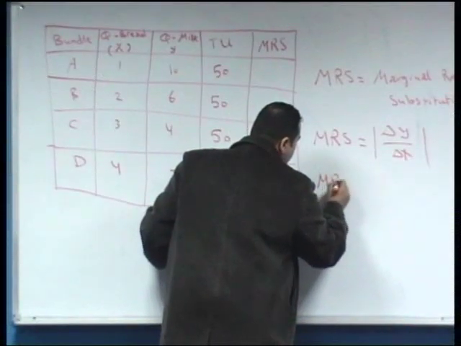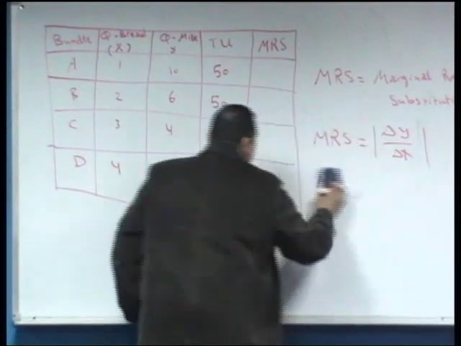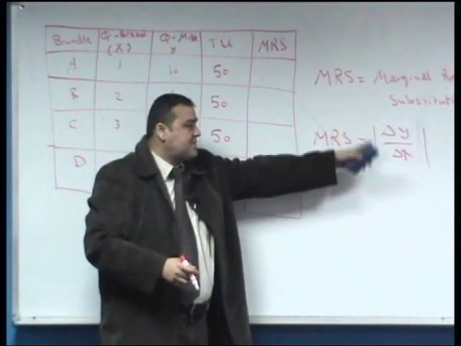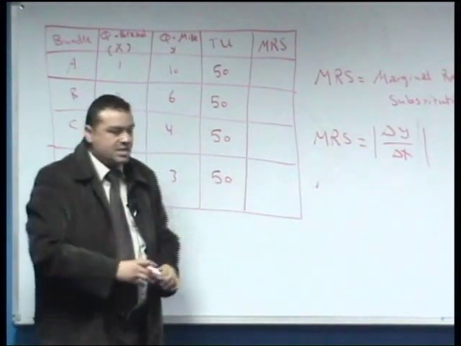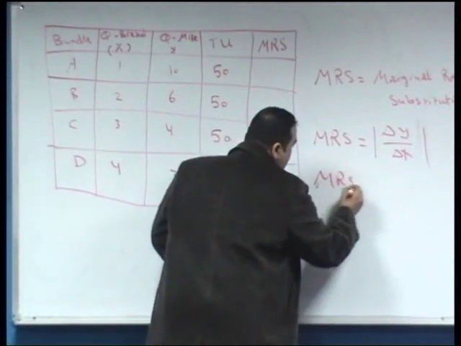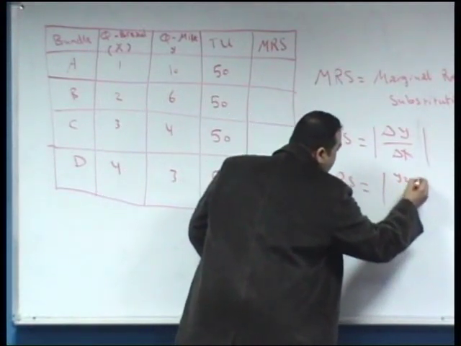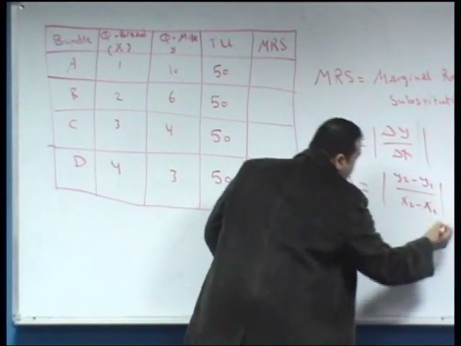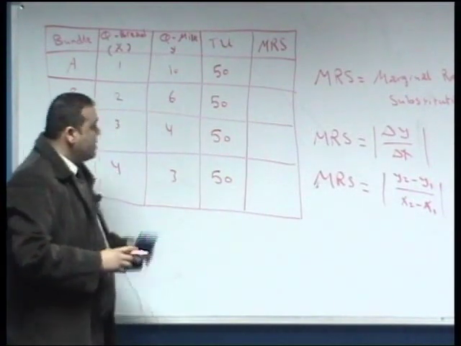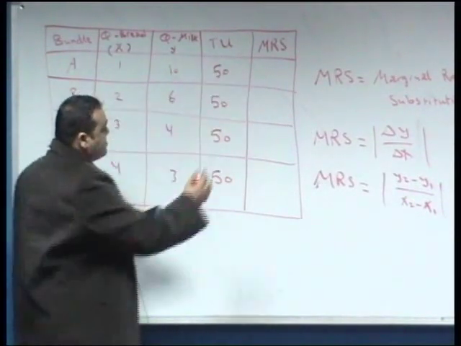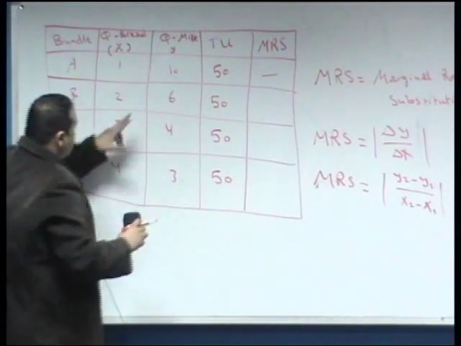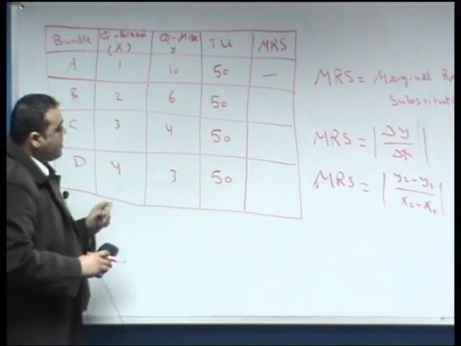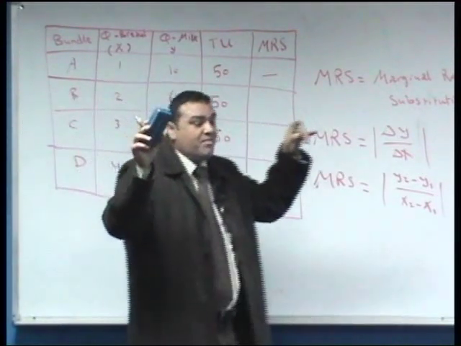MRS, let's calculate it using this table. As you see, MRS is the absolute value of delta Y over delta X, or MRS equals Y2 minus Y1 over X2 minus X1. The absolute value. Right? In the first case, there is no change. Then, delta QY, 6 minus 10 over 2 minus 1. Minus 4, or the absolute value is 4.